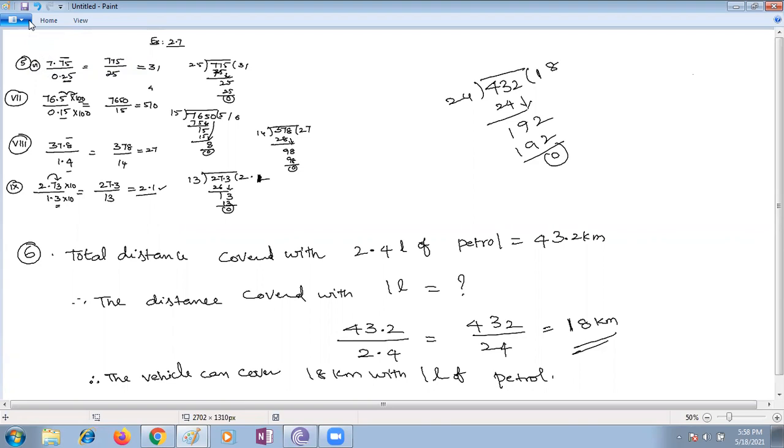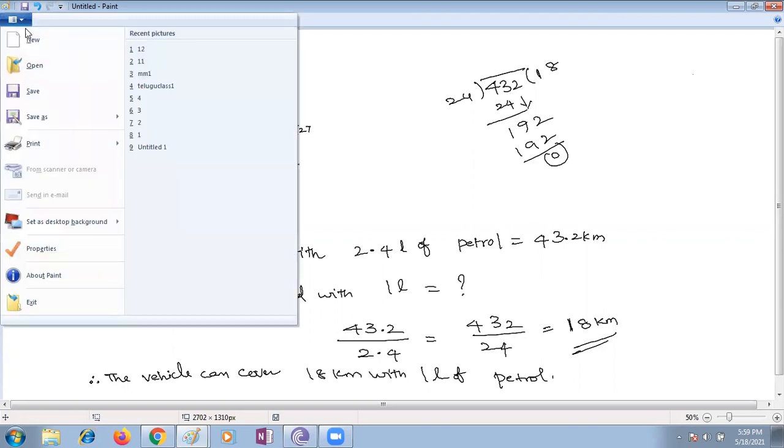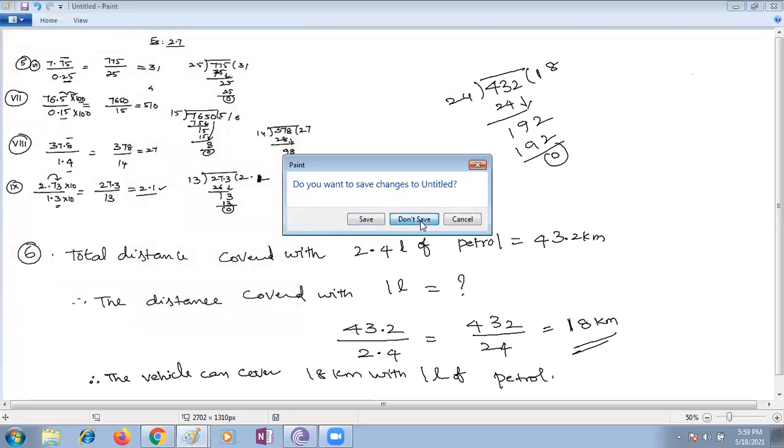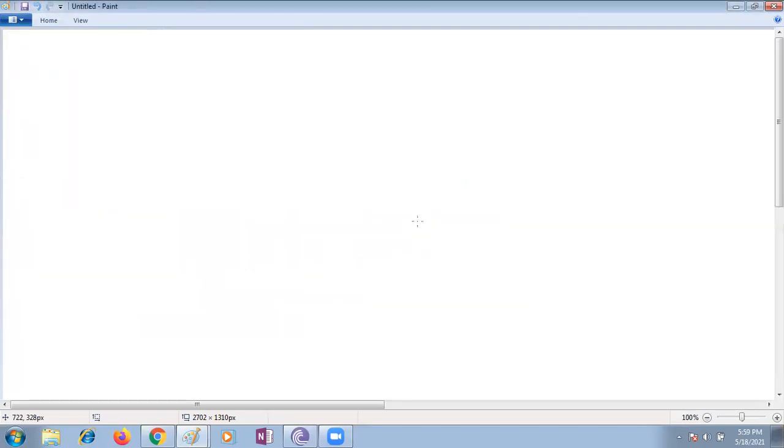Can I give division sums, children, for you? Yes, ma'am. I'm writing the questions on the screen. Once you complete it, please put the answers in the chat so that I can see the answers. Small test, children, today. Write in the book and put the answers in the chat. Okay.